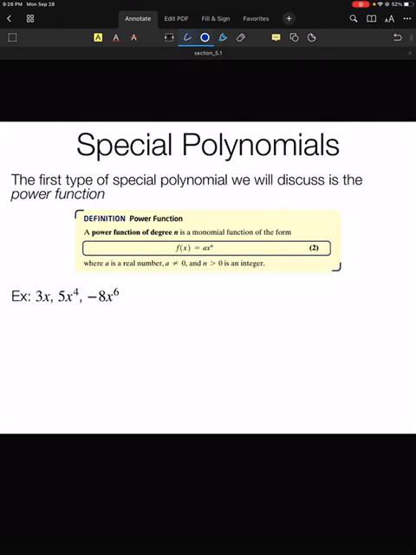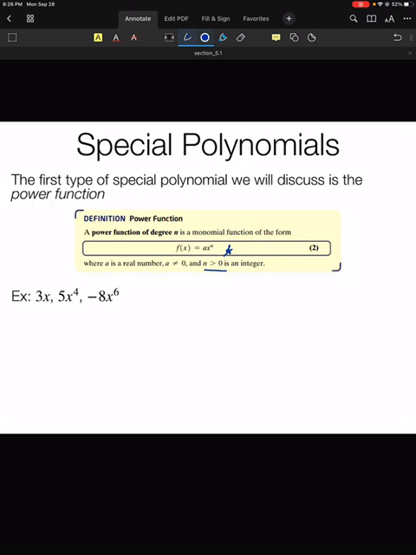Okay, and so a power function is a monomial function of the form ax raised to the n power, where a has to be a real number. That means it can be an integer, it can be a decimal, can be a lot of things. X is the variable, and then n is, of course, the exponent on the x. N has to be strictly greater than 0 here, so 8 is not a power function.